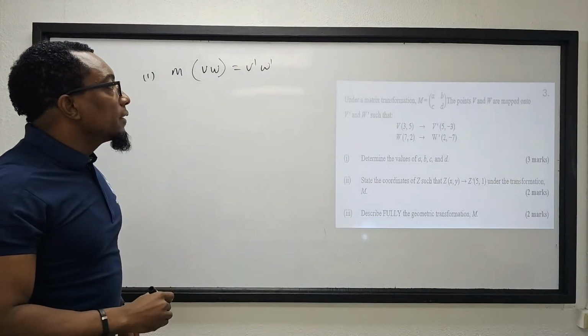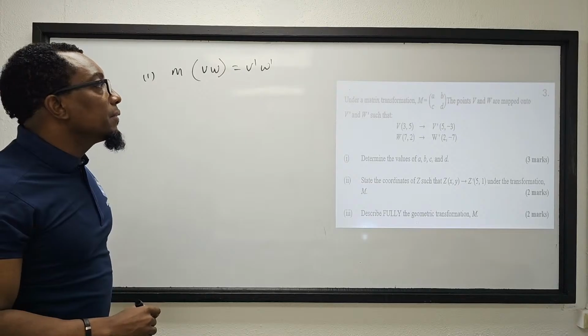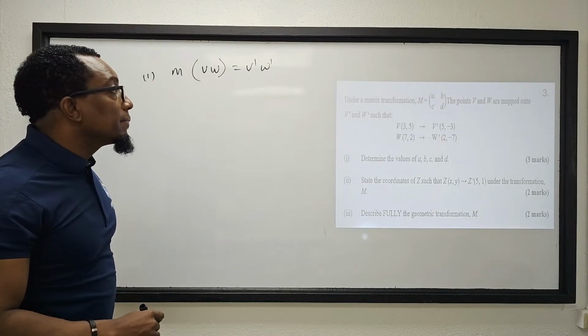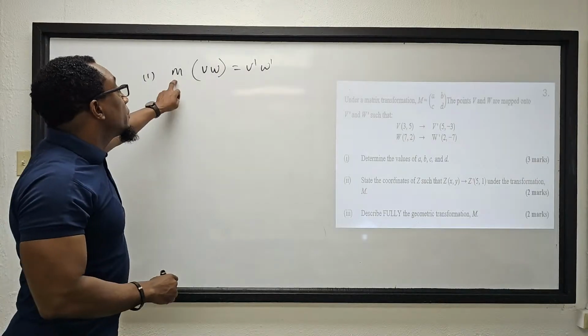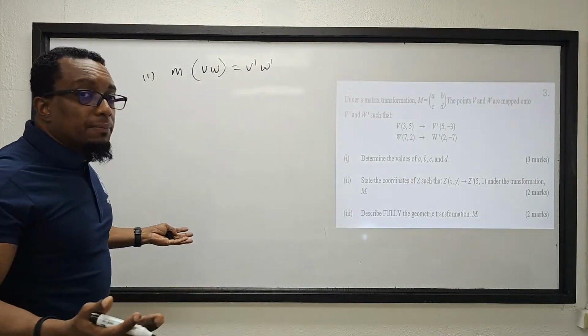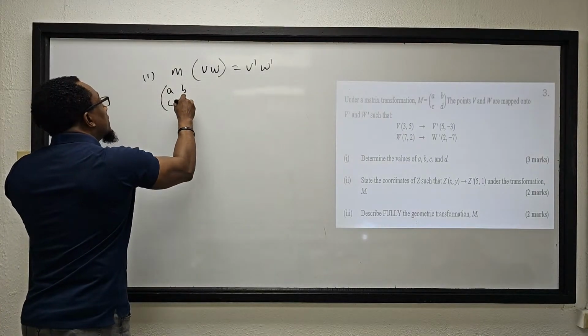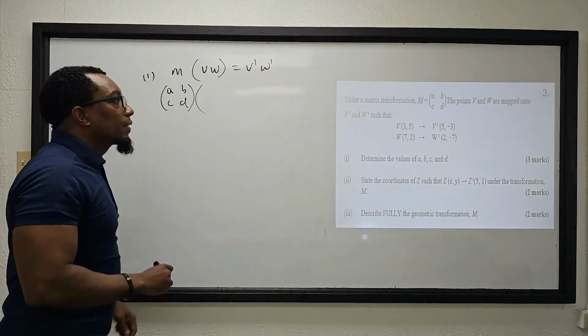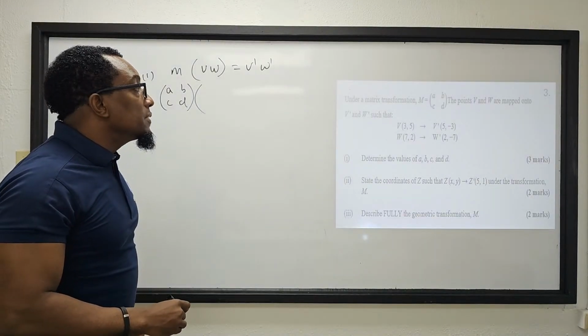Yeah? So under this matrix transformation M, the points V and W are mapped onto V prime and W prime, right? So we want to determine the coordinates of A, B, C, and D, so that we determine what M is. Alright? So how are we going to determine M? Of course, we have our equation there: M, whose coordinates are A, B, C, and D, times VW.